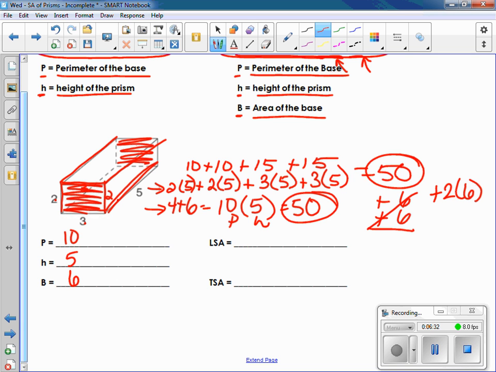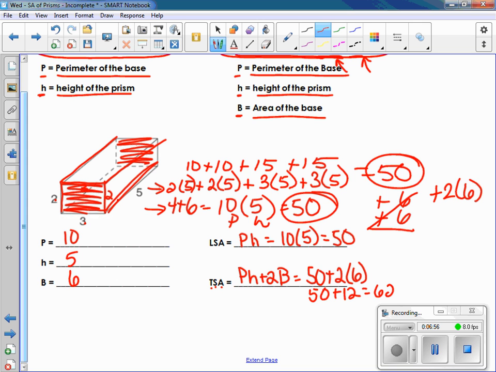So my lateral surface area is perimeter times height. The perimeter was 10. The height was 5. That's how we came up with 50. Perimeter times height plus 2 times the base, that's my total surface area. I already figured out that the perimeter times the height was 50. And then 2 times the base, the area of the base is 6. So this is going to be 50 plus 12, which is 62.